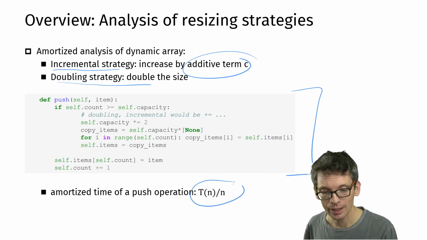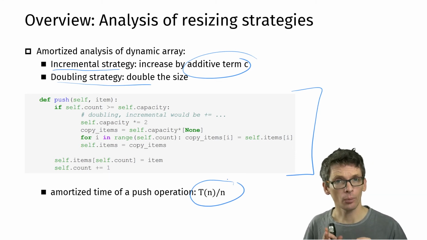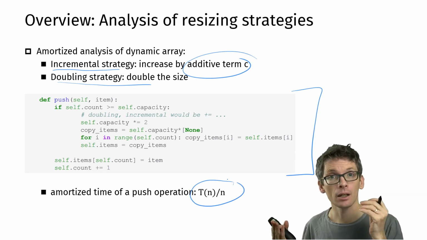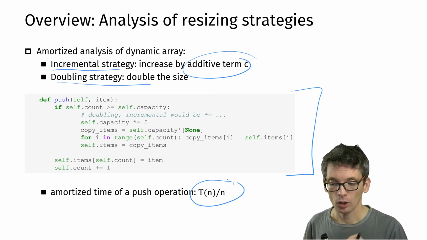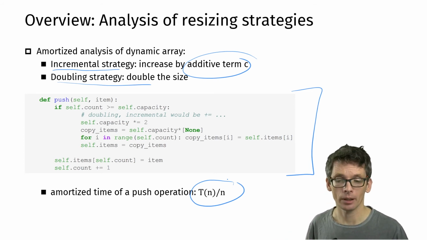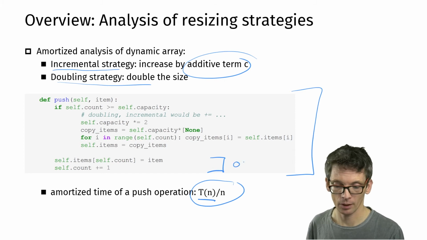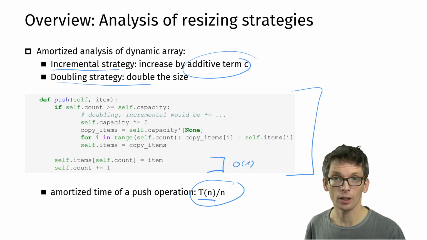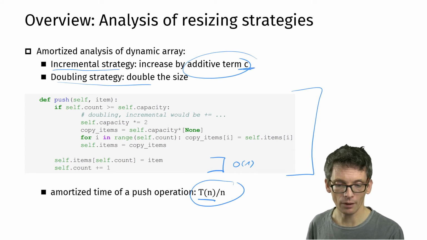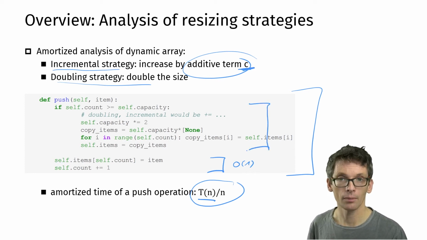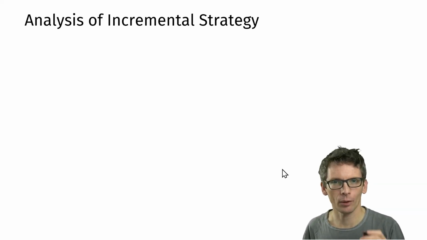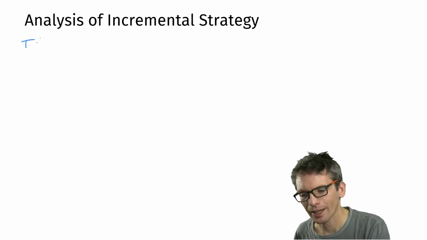And what we're interested in is T of n divided by n. So to compute T of n divided by n, what we compute first is T of n. So let's start with the incremental strategy. T of n. If you look at this, in all cases, for each push, we will at least spend constant time for these operations here. But then always after c steps, we do this part, and that will be linear in the current size. So what do we get for the incremental strategy? We want to calculate T of n.